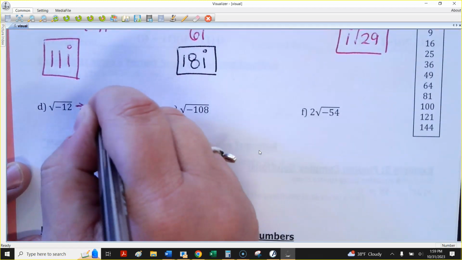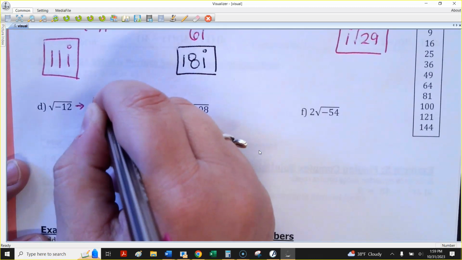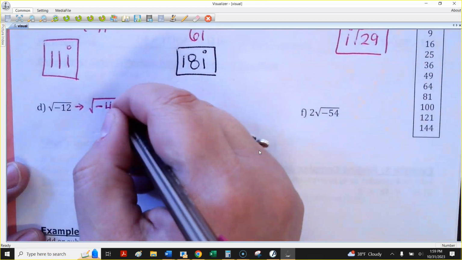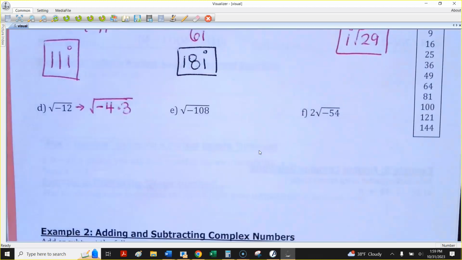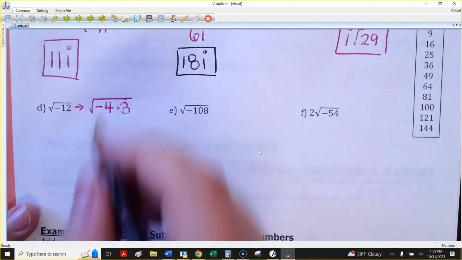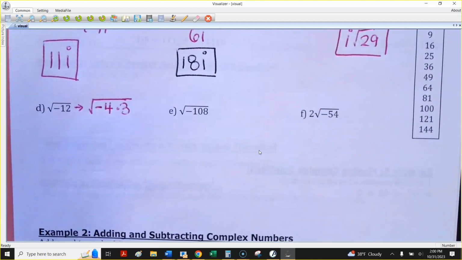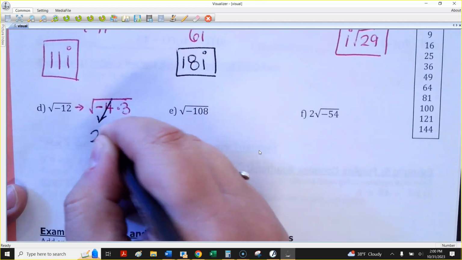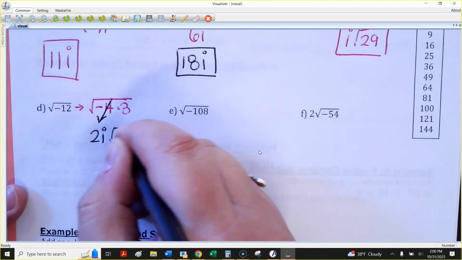The perfect square that goes into that is 4. I just attach the negative to that perfect square. So I would write this as negative 4 times 3. That's still negative 12. Has to be multiplication. Now, negative 4 is a perfect square in imaginary land. 4 is a perfect square, so that's square root 2. Negative 4, all you're going to do is when you take the square root, you just call that 2i. And then the 3 would stay underneath. That's all you have to do.